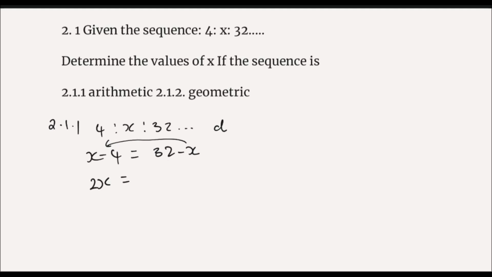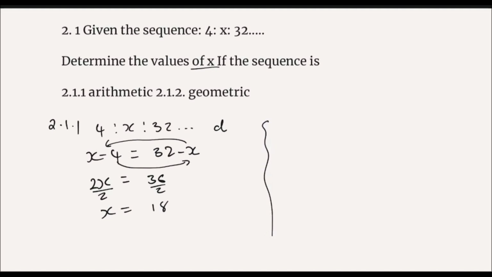it becomes positive, and then you get x plus x, that's a 2x. That's equal, you transpose 4 to the other side, it becomes positive, and you get 32 plus 4, which is equal to 36, right? So you divide by 2 both sides, you get that x is equal to 18. All right, so we are done. We have the value of x if the sequence is arithmetic.